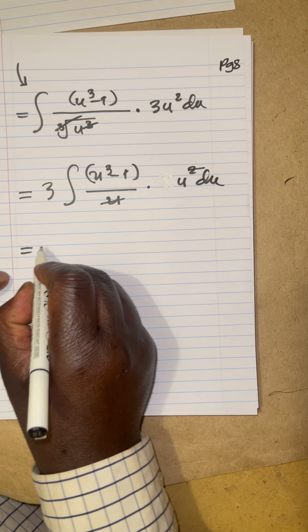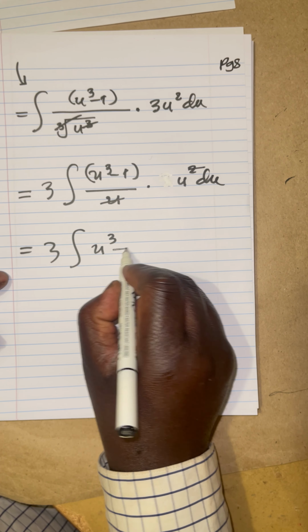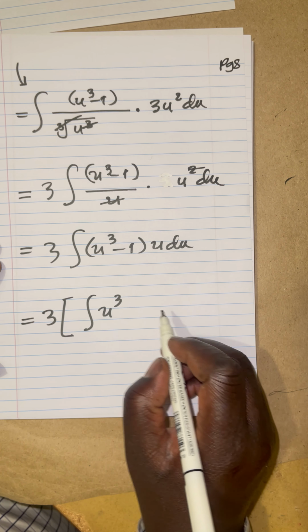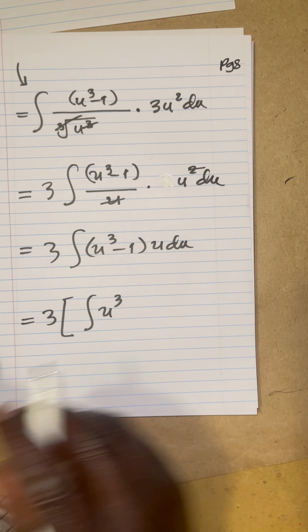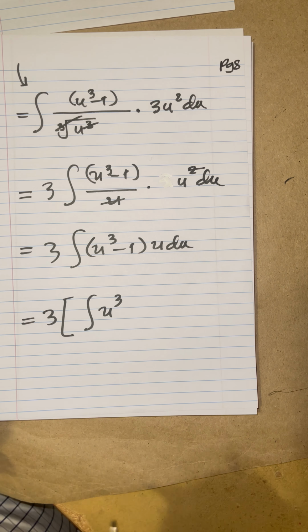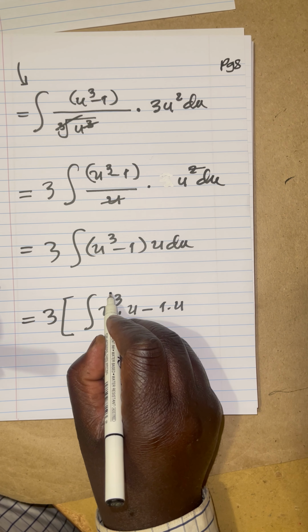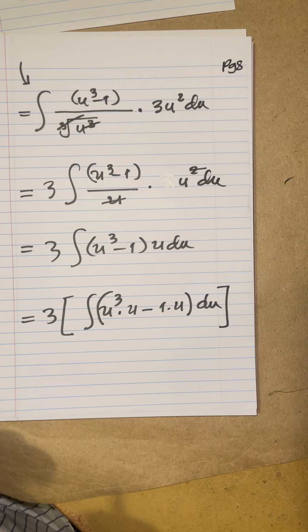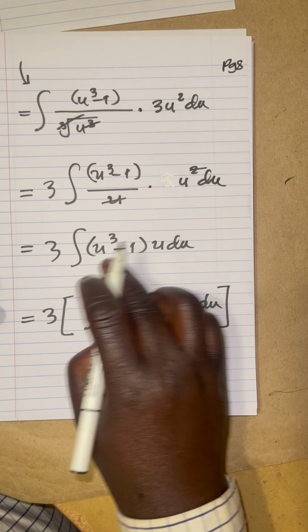So what do we have now? We have 3 times the integral of (u³ − 1) times u du. Distribute u and du inside the integral sign, keeping 3 outside. The integral of u³ times u has to be u⁴. So I'm going to do this, u⁴ minus 1 times u, let me keep this in brackets, du like that. Remember, we're distributing u there and here.